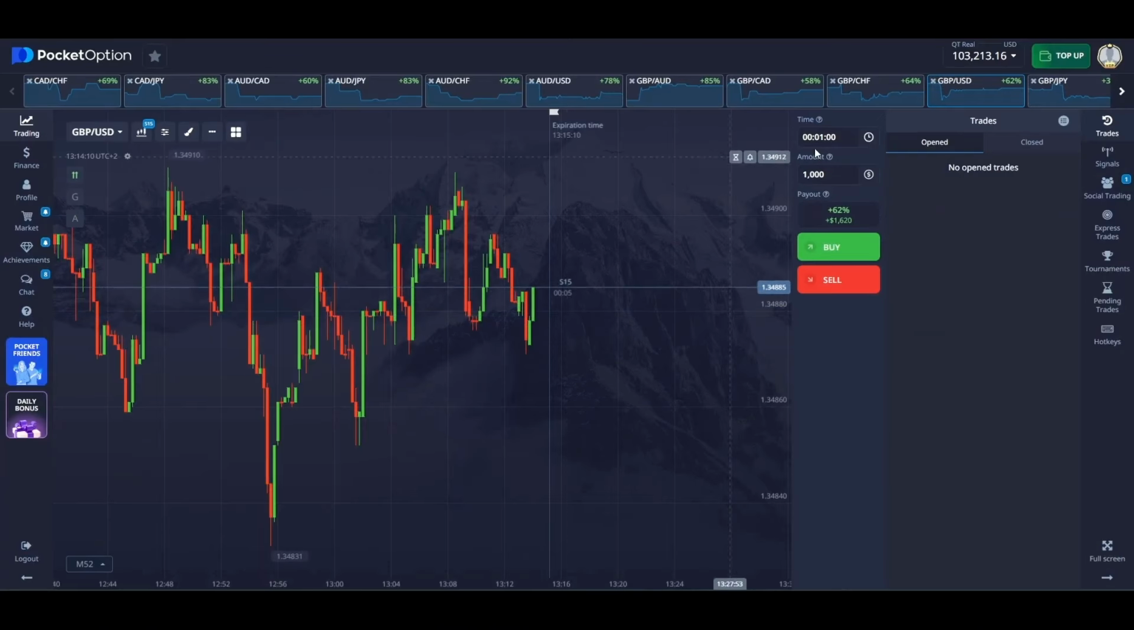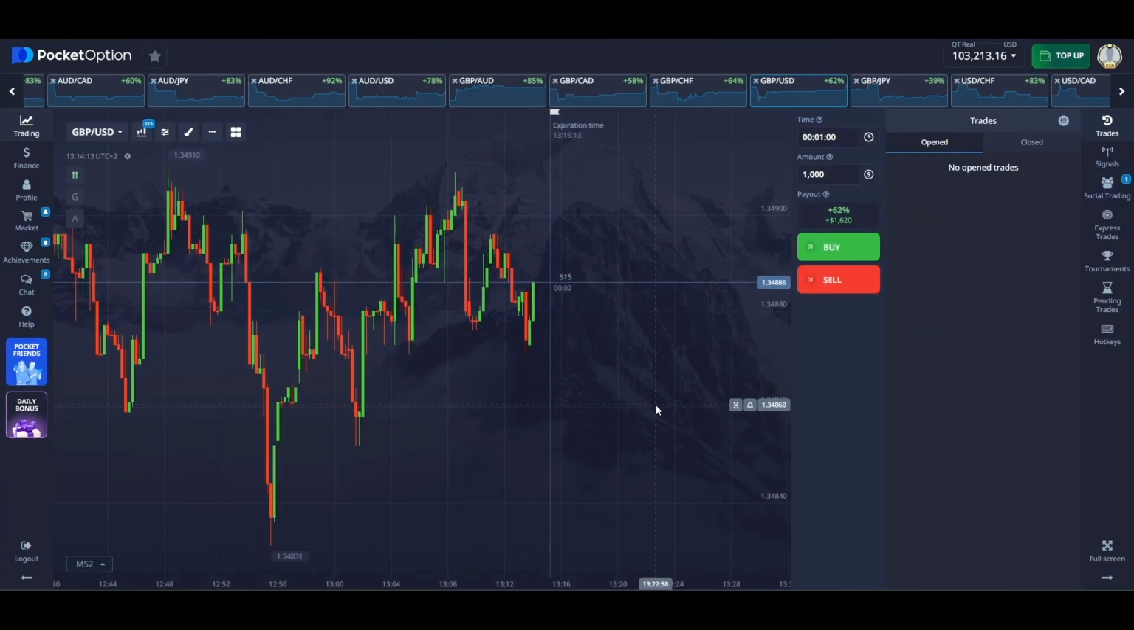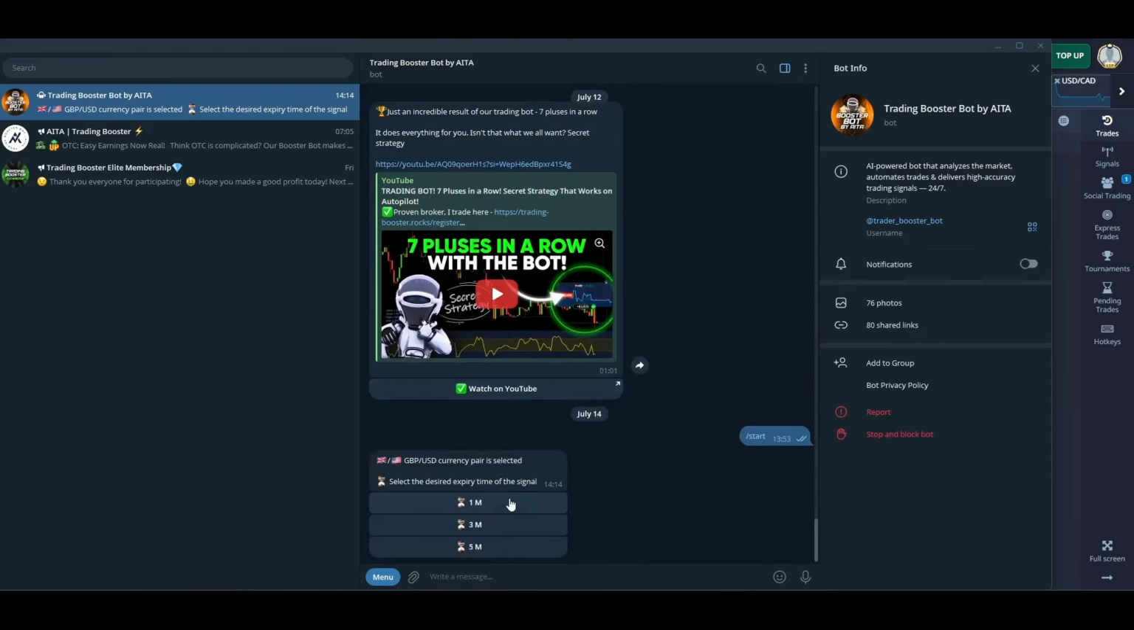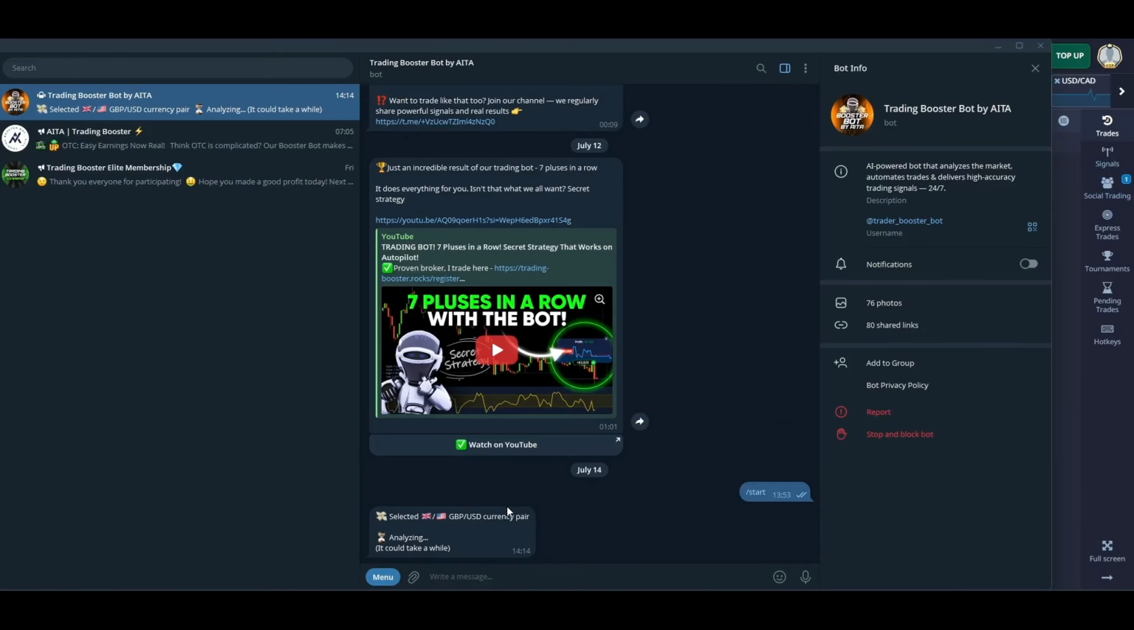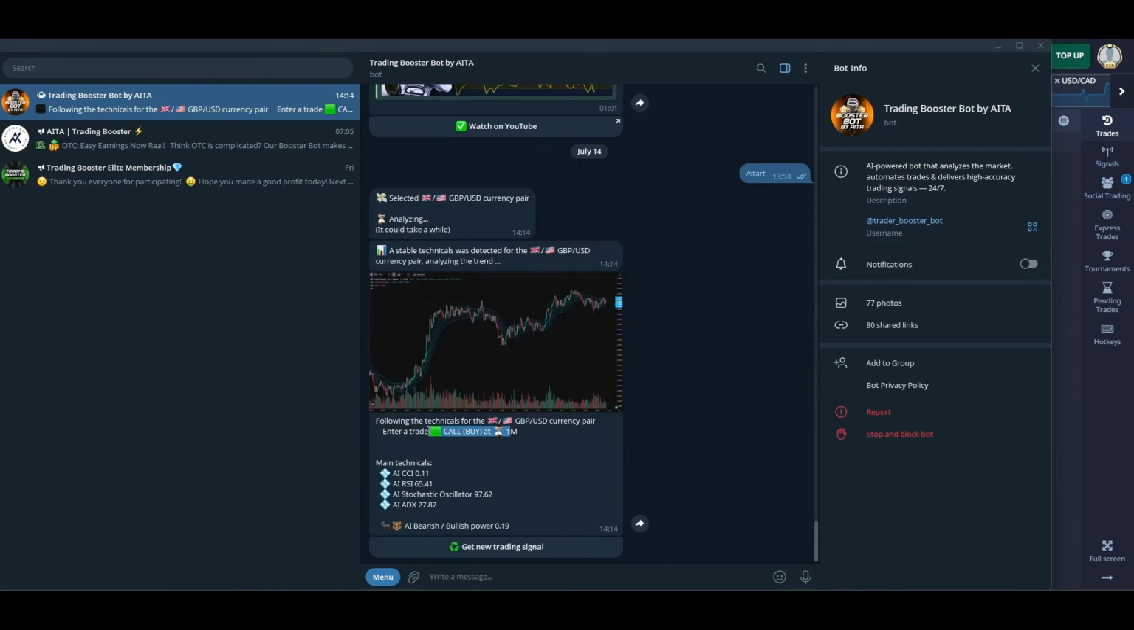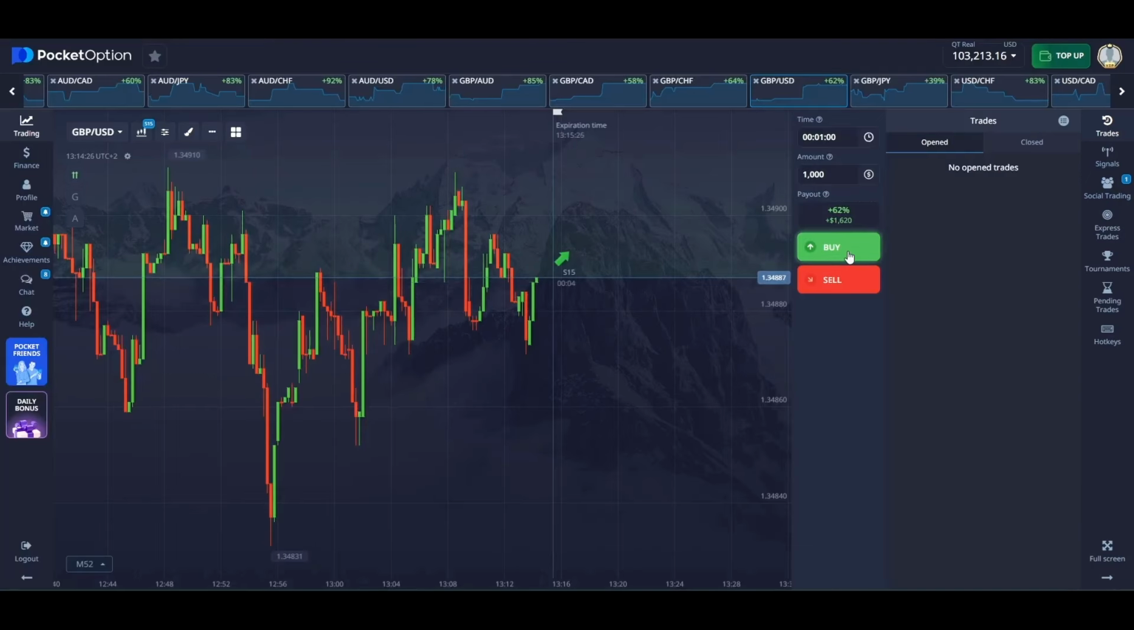For the next currency pair, I'm picking the British pound and Japanese yen. The payout here is small, but the volatility is pretty good. So this is much more appealing to me than the previous trade. I'm getting a buy signal and opening a buy trade right from here.